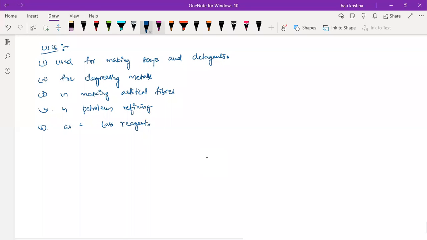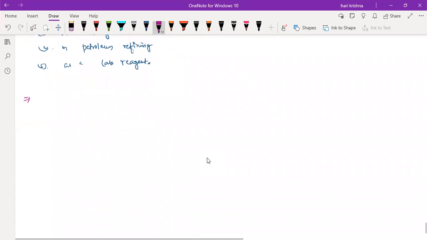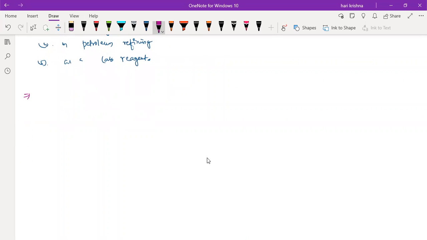So next one is the bleaching powder. Anybody knows the formula for the bleaching powder? Ca(OH)2 plus Cl2 gives CaOCl2 plus H2O. Good. Simple method. So it is prepared by the action of chlorine gas and the dry slaked lime.